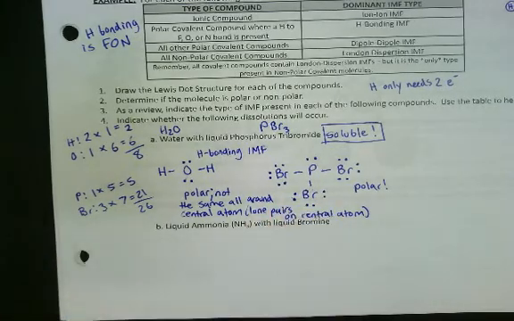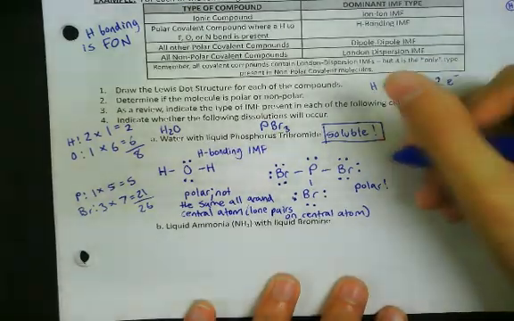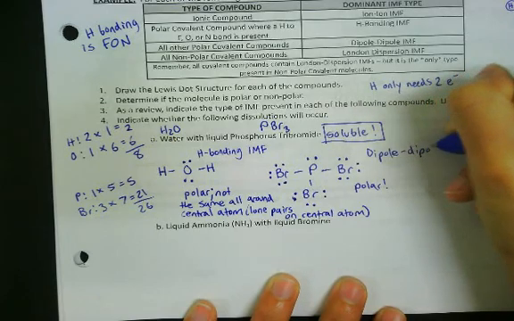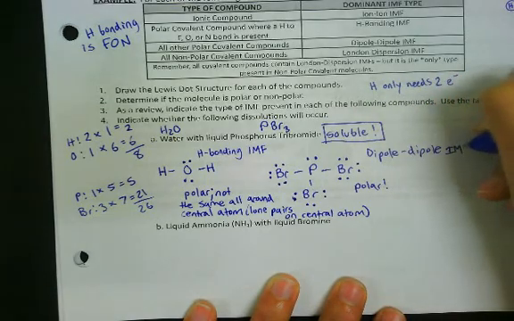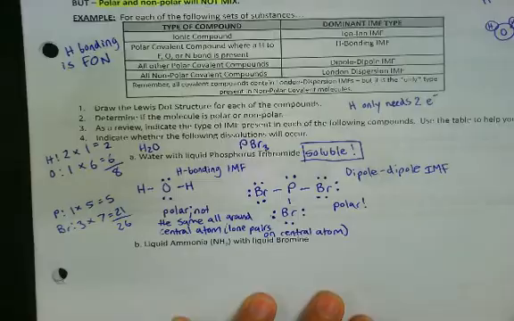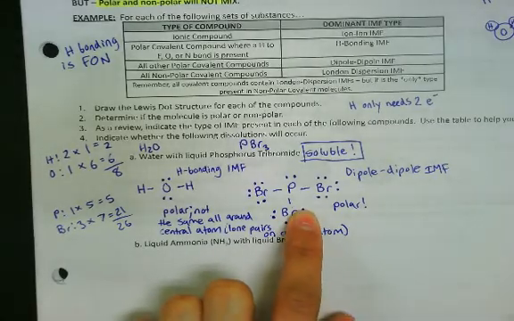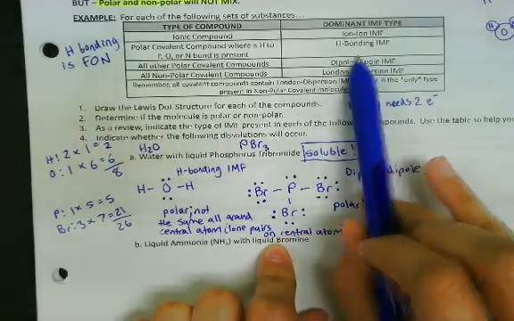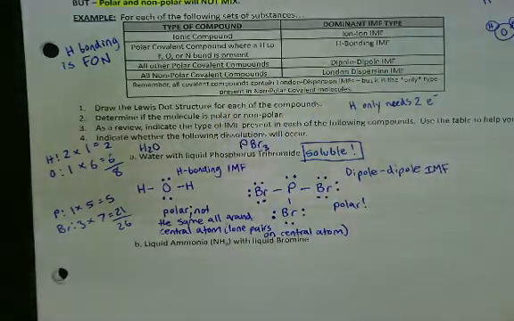What about this polar covalent compound? What is the dominant IMF there, y'all? It's dipole-dipole. Yes, dipole-dipole IMF. It's polar covalent, but it doesn't have an H bonded to an F, an O, or an N, so it has to be one of our all others.